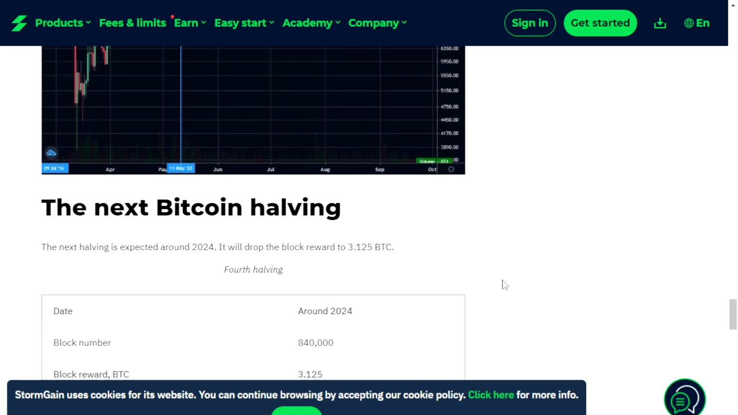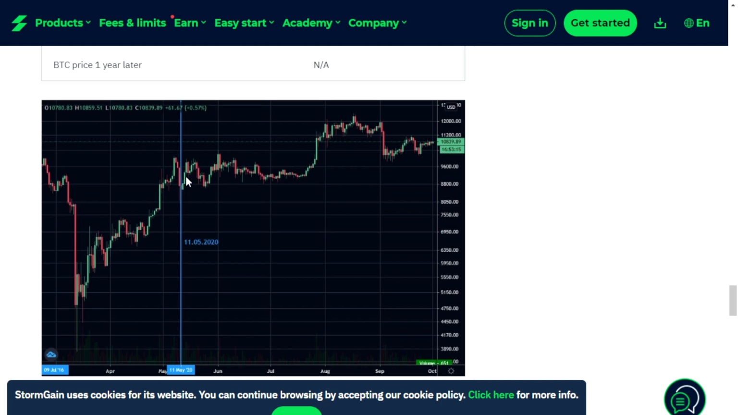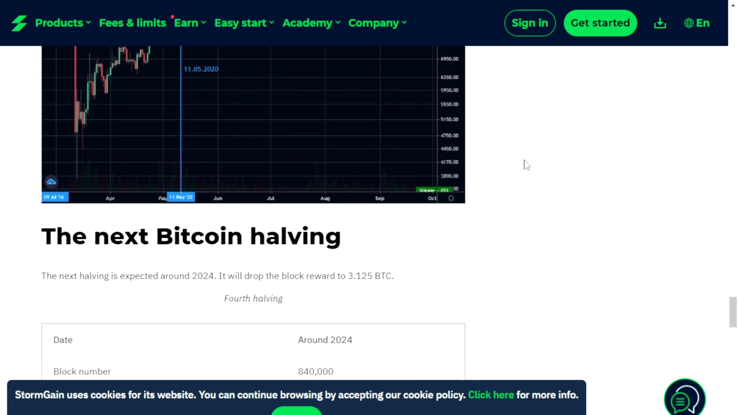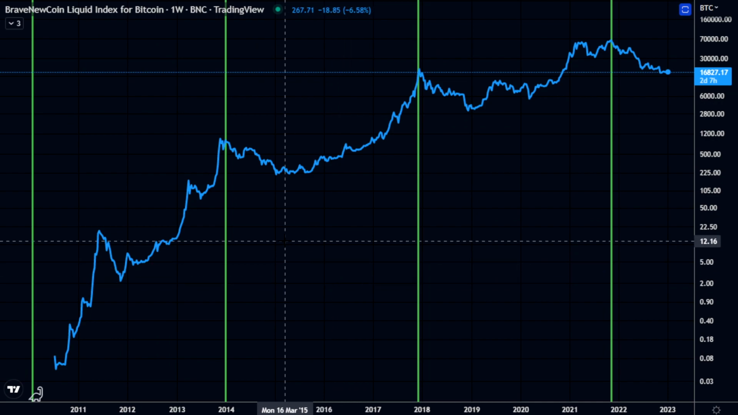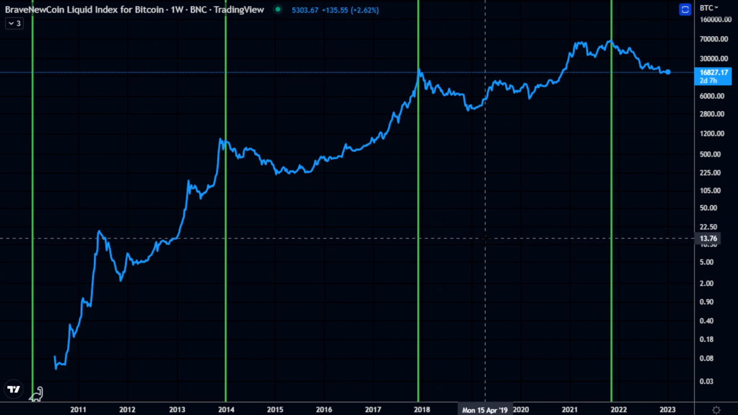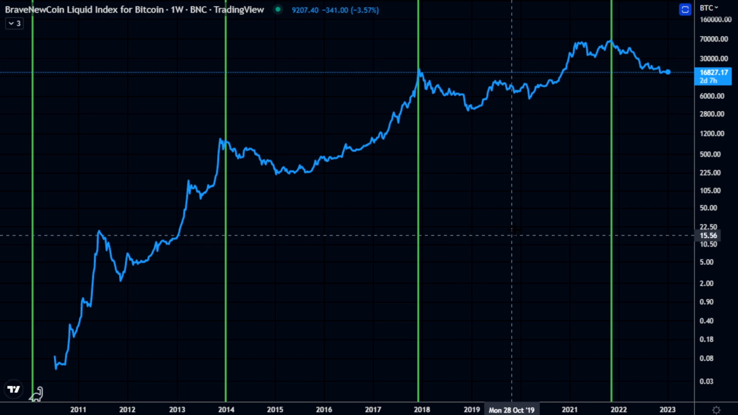And we should see a similar thing after that halvening. We should see quite a big run during the next year and a half after the halvening date, which would put us into 2025. So I hope that explains the halvening for those that don't know about it, those that are new to Bitcoin looking to get in for the first time.